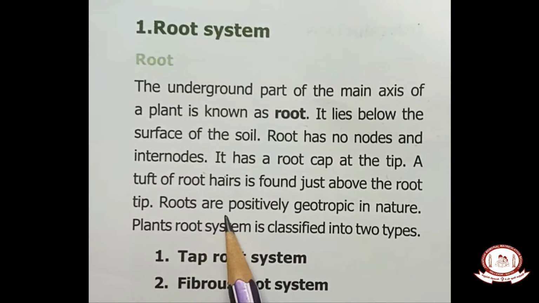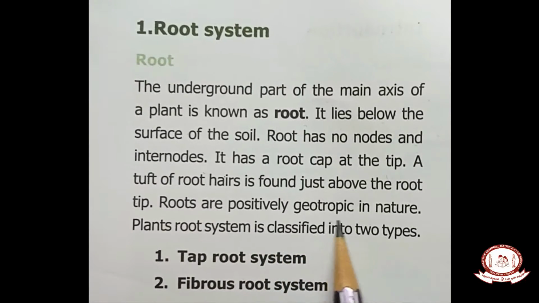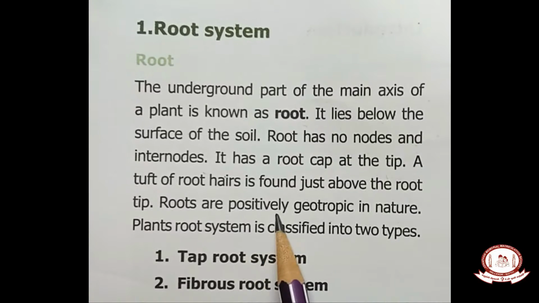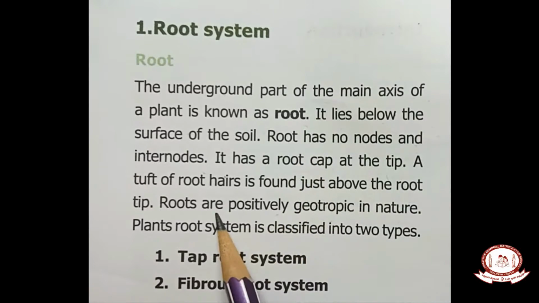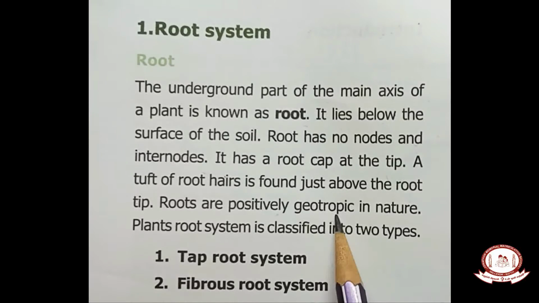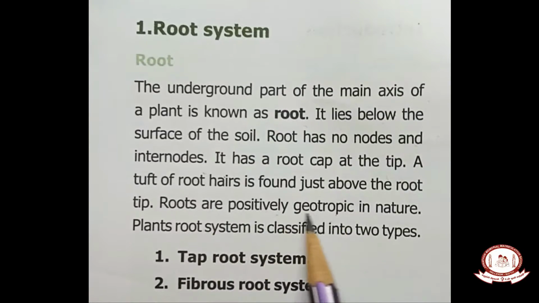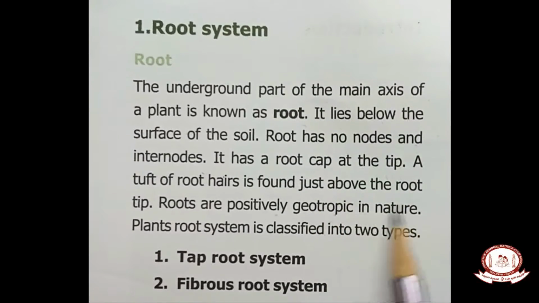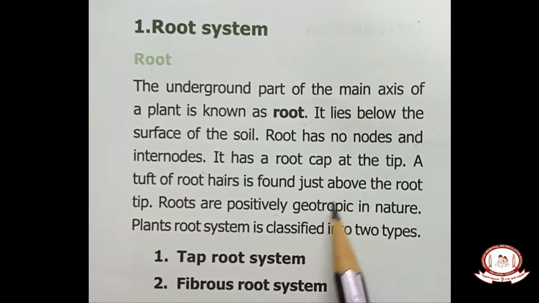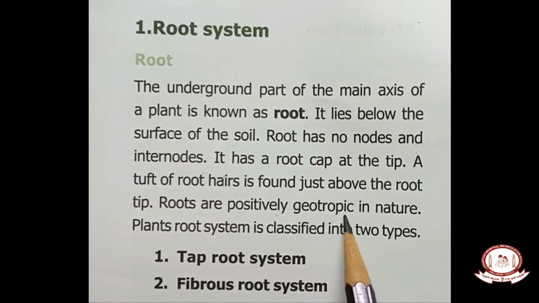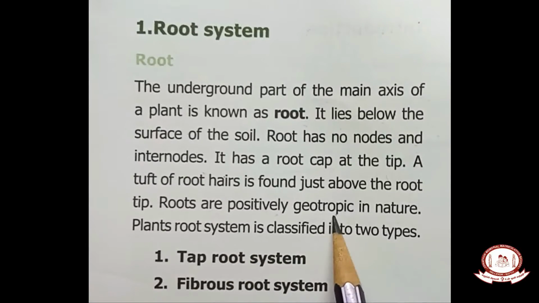The roots are positively geotropic in nature. That means the roots grow towards the soil, and the stem grows above the soil. So the roots are said to be positively geotropic, but the stem is negatively geotropic. It is not growing towards the ground, it is growing away from the ground. Roots are positively geotropic because they grow towards the ground.